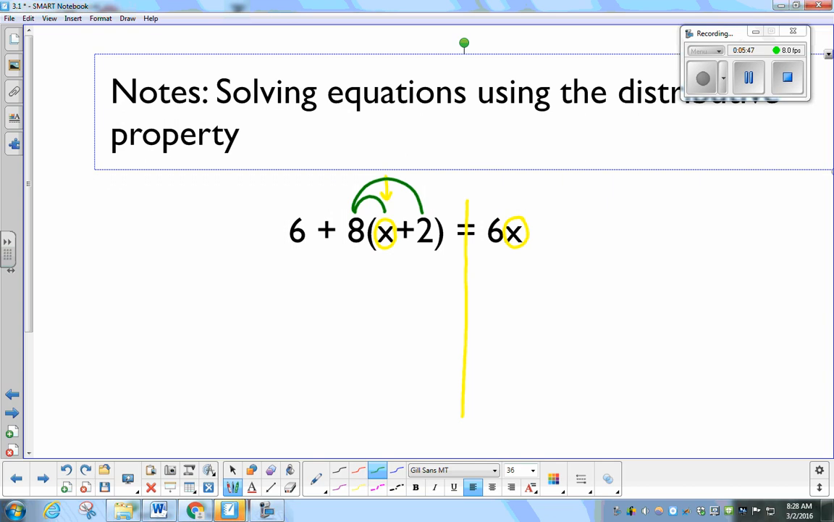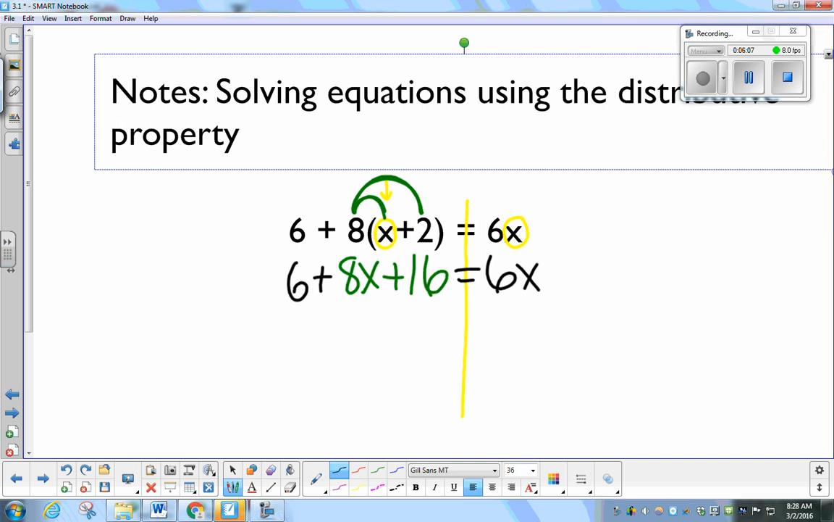So I'm going to leave this 6 that's out in front right here, just as it is, and I'm going to go ahead and distribute this 8. So 8 times x is 8x right there. And 8 times 2 is 16, so plus 16, and then just keep this side the same for now.